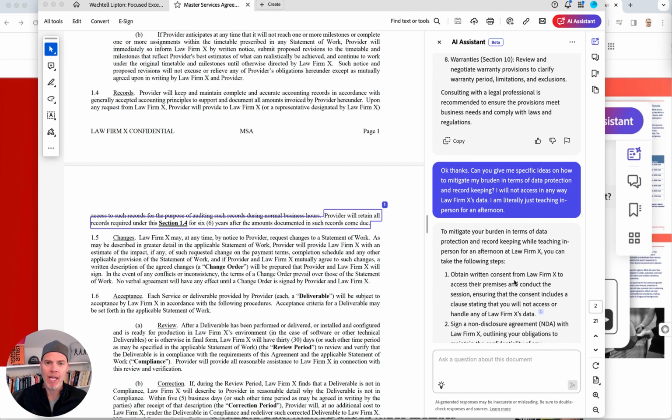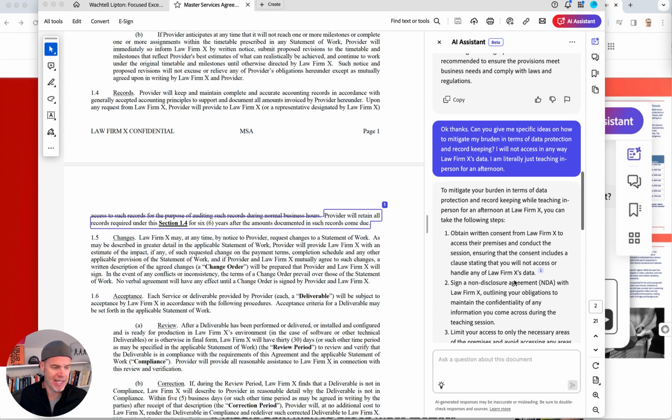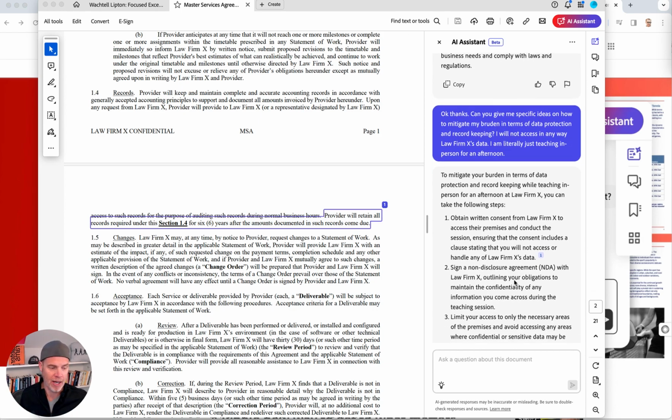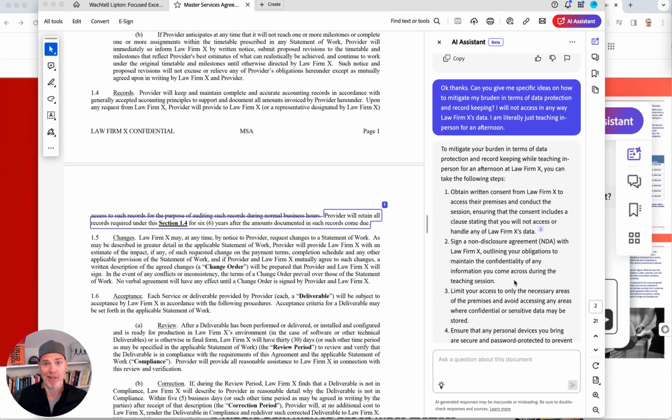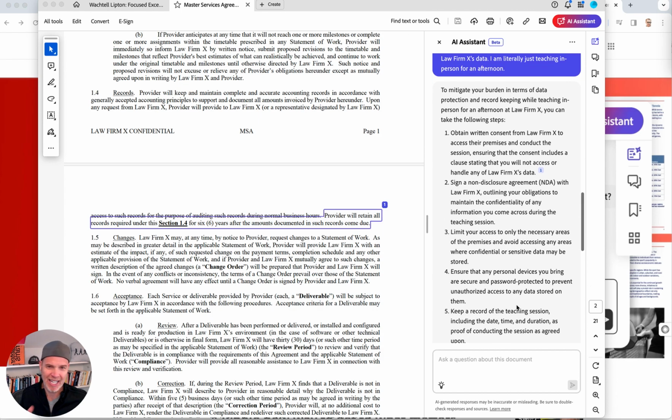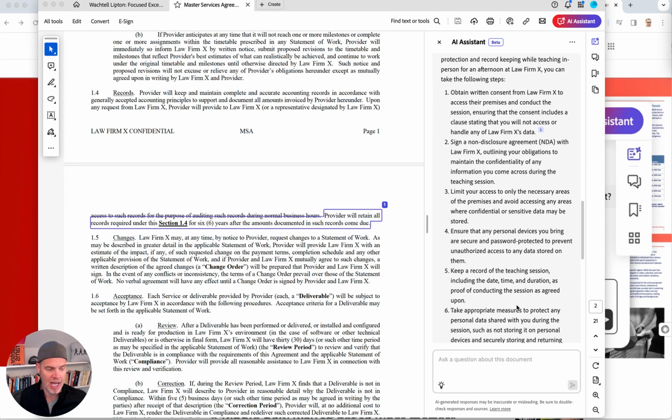Now, between you and me, I know as a lawyer, I can write a rider. I can cover this in the statement of work. These might be suggested or not by the AI assistant, but it doesn't even do that. It just focuses on what I need to do to enter the premises and physically be present inside the law firm. And it kind of forgets that I'm talking about the MSA.